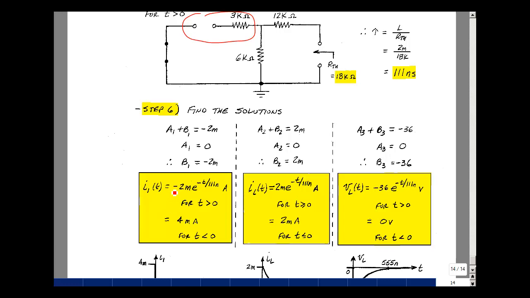I1 is equal to A1 plus B1 e to the minus t over tau. So minus 2 milli e to the minus t over 111 nanoseconds. This was true for t greater than 0. For t less than 0, we found that it was 4 milliamps.